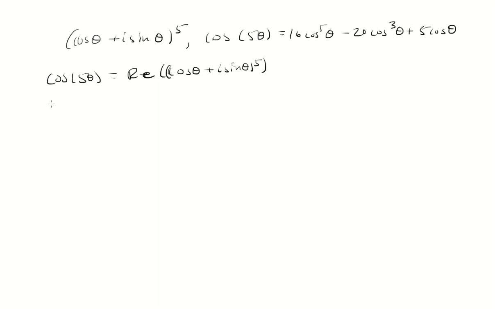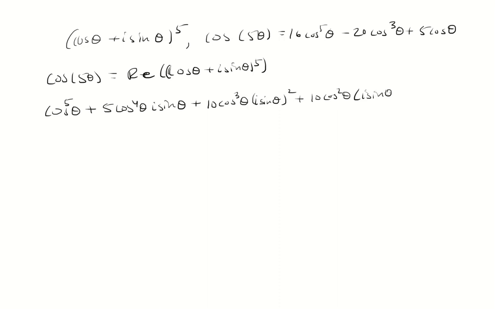So let's expand (cosine theta plus i sine theta) to the fifth. That's cosine to the fifth plus 5 cosine to the fourth i sine plus 10 cosine cubed i sine raised to the second power. That's 10 cosine squared i sine raised to the third power. And then 5 cosine i sine raised to the fourth plus i sine raised to the fifth.